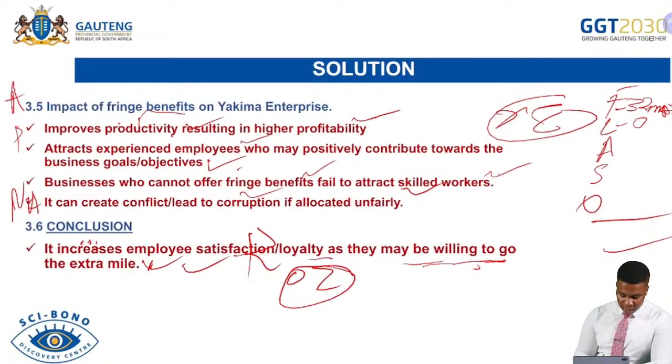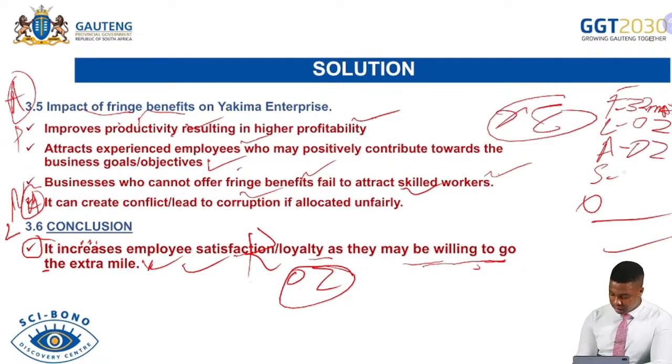Then we move on: does the learner have a conclusion? Yes, the learner does have a conclusion. You give an L because the learner has tried to answer the conclusion. We see the point there. That's how you get your 2. The first A is for all the subheadings. The second one is for making sure that you have received 16 marks and above. Then you get the 2.